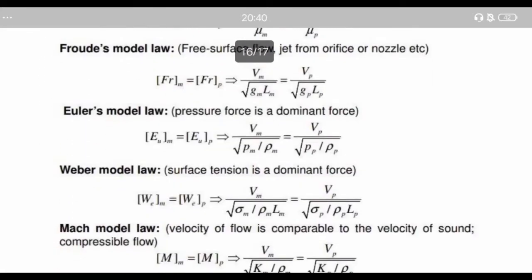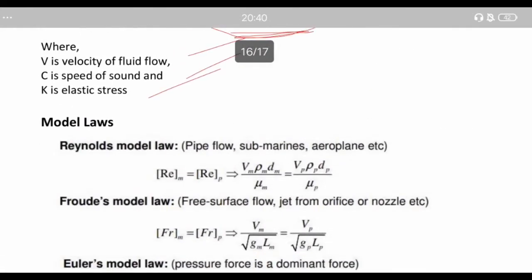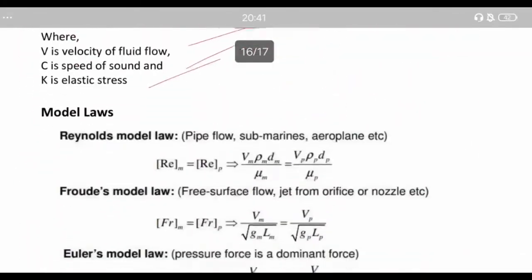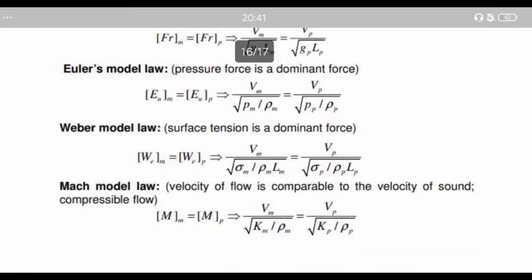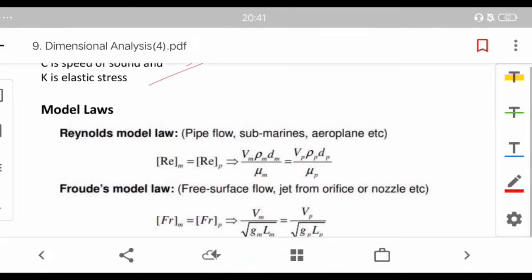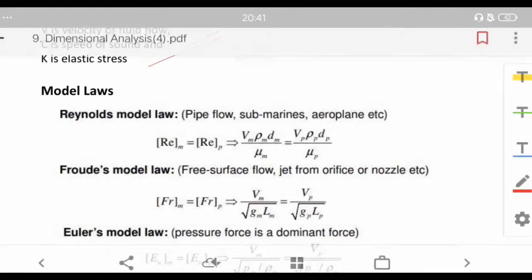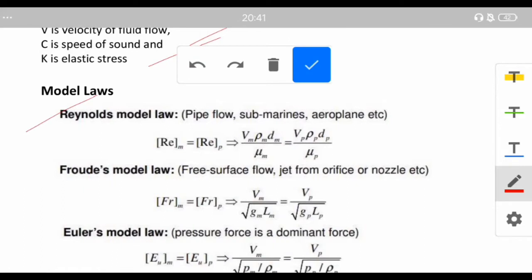So using these 5 numbers, we have 5 model laws. The 5 numbers which we read now, that is the Reynolds number, the Froude number, Euler number, Weber number, and Mach number, are actually used to make 5 laws. Namely, the Reynolds model law, which is used for flow in pipes, submarines, aeroplanes, etc., and it is Re_m, which is equal to Re_p. Re_m is for the model and Re_p is for the prototype.